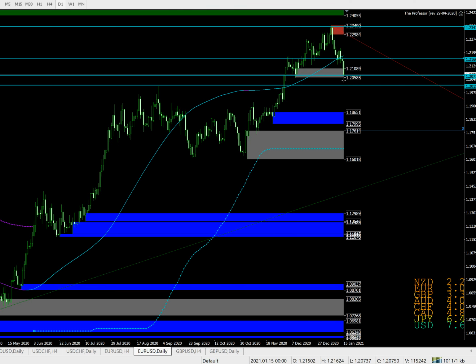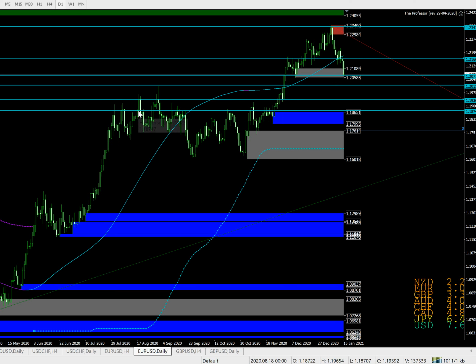Now, if price breaks below this level and the candle body holds, we could expect it to come here, here, and continue down from there. But we will see, because right here we had some serious consolidation. This is a big range of consolidation. So we'll see what happens though.